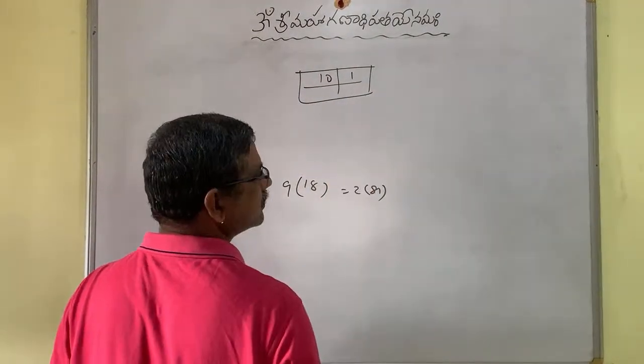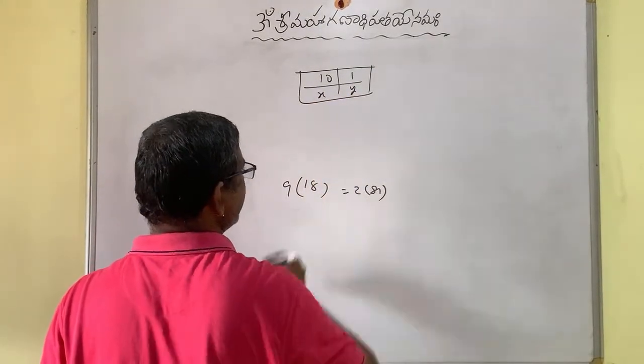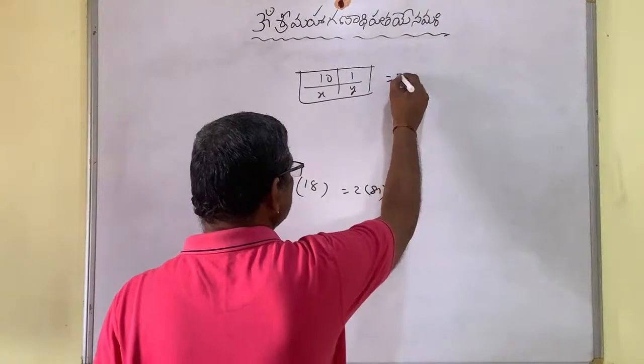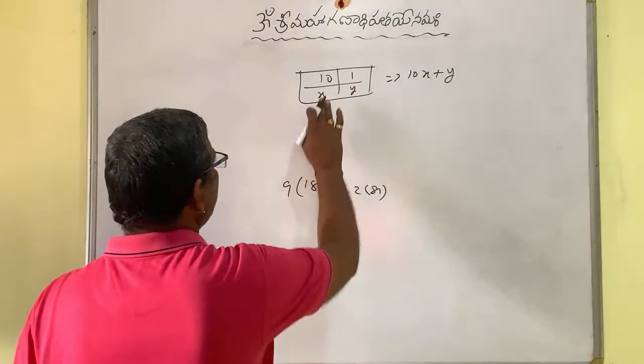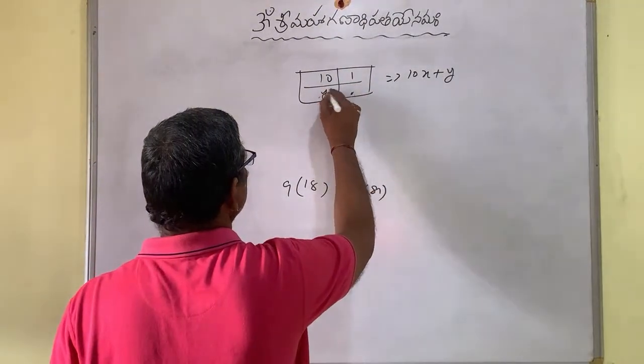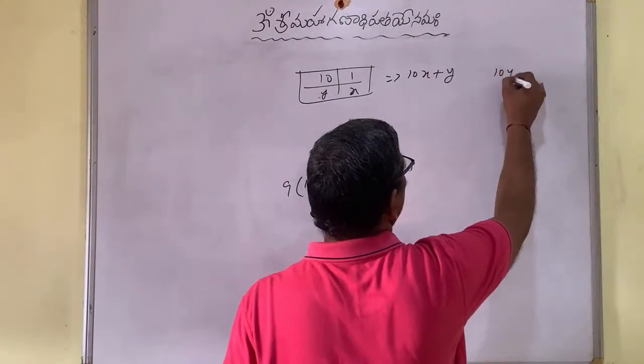Tens, ones. The digit in the tens place is x, the digit in the ones place is y. Then the two-digit number is 10x plus y. Is that right? When we reverse the order of the digits, the reversed number is 10y plus x.